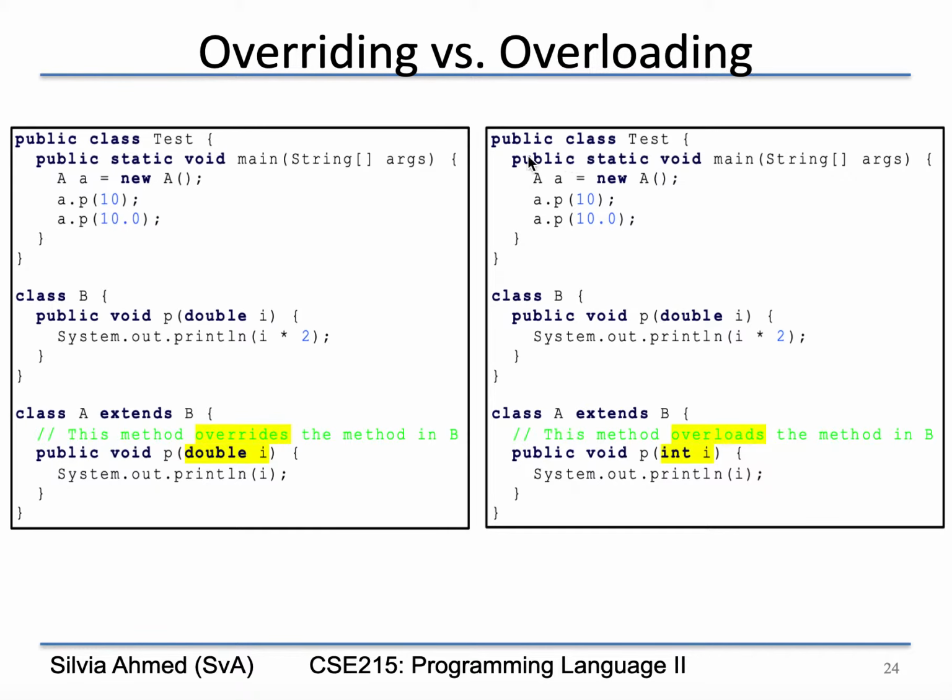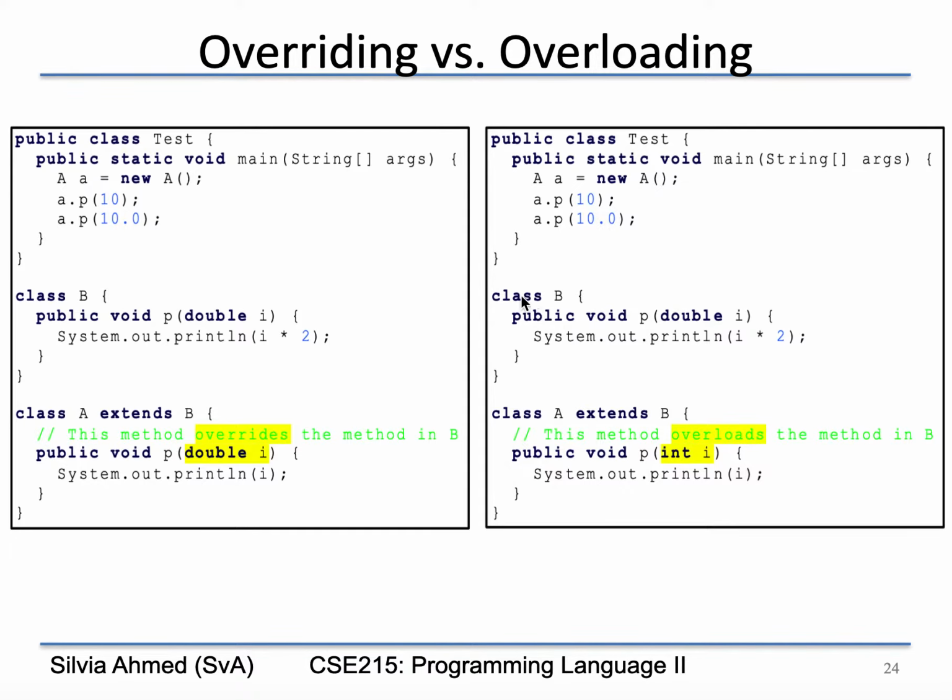So what is happening here? Public class Test. Inside the Test class we have the main method. In the main method we are creating an object of class A, and from the A object we are calling the method P. In the first call, we are passing the integer parameter 10, and in the second call we are passing the double parameter 10.0.